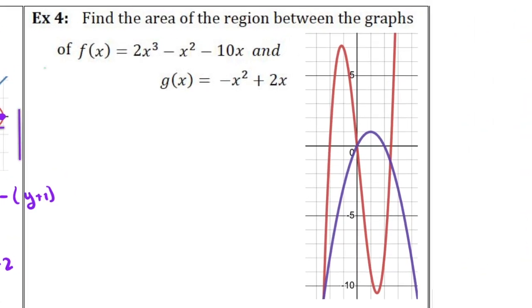So for example 4, we're finding the area of the region between the graphs of f of x, which is your cubic, and g of x, which is your quadratic. Now, when you graph this on your calculator, you have to be very careful to be looking at the full graph. As you can see, there's more than one region for which these are intersecting.